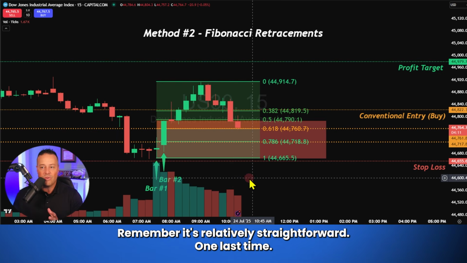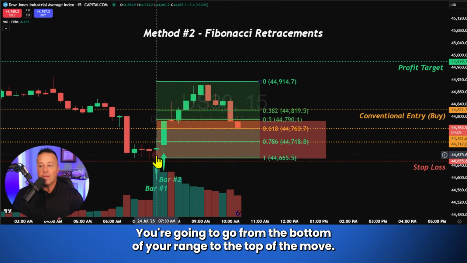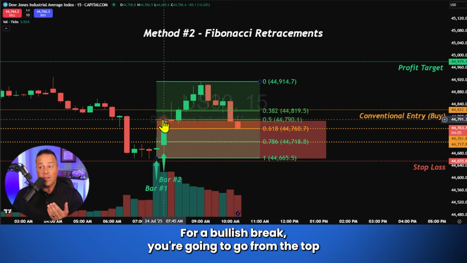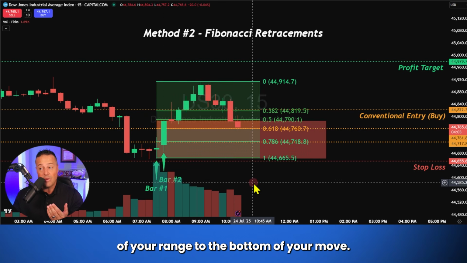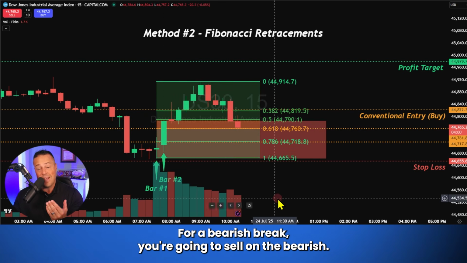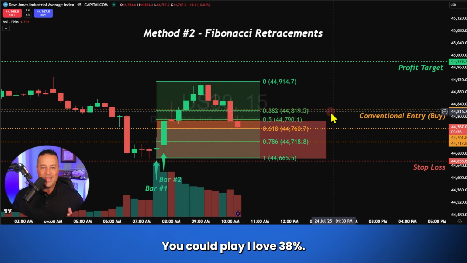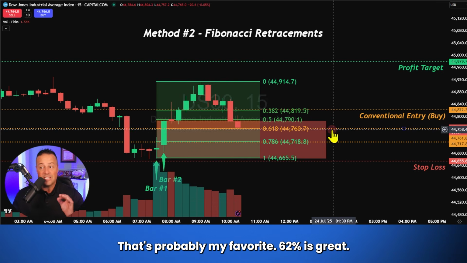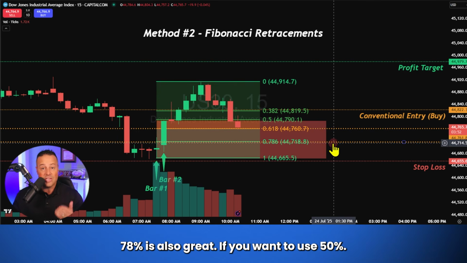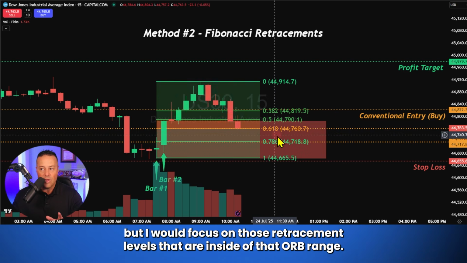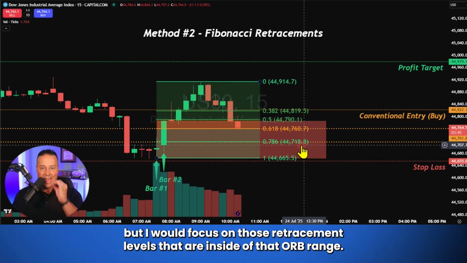Remember, it's relatively straightforward. One last time, you're going to go from the bottom of your range to the top of the move for a bullish break. You're going to go from the top of your range to the bottom of your move for a bearish break. You're going to sell on the bearish. You're going to buy on the bullish. In these levels, you could play. I love 38%. That's probably my favorite. 62% is great. 78% is also great. If you want to use 50%, I don't have a problem with that at all. But I would focus on those retracement levels that are inside of that ORB range.